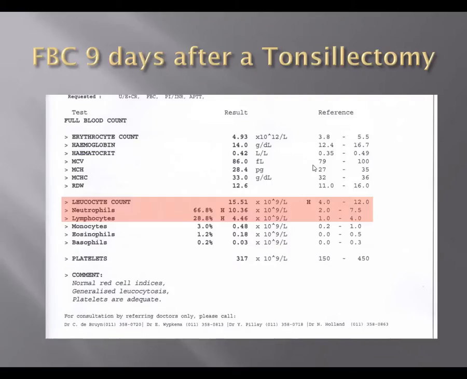This is the full blood count of a young girl who had a tonsillectomy and bled 9 days later. And we can see from the leukocyte count that the total leukocyte count is very high, the neutrophils are high, and the lymphocytes are high. And this indicates to me that both the innate and the specific immune systems have had time to start developing.